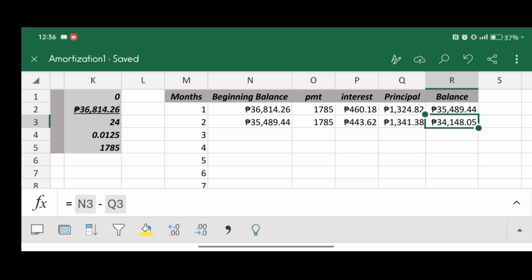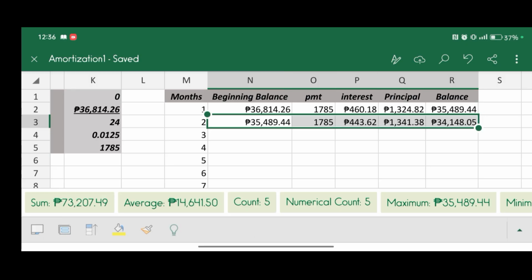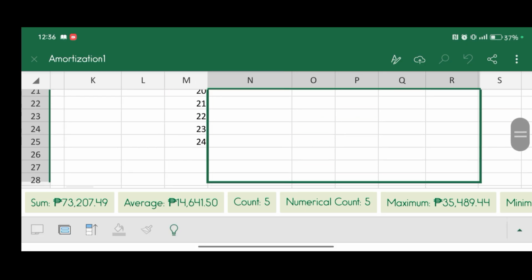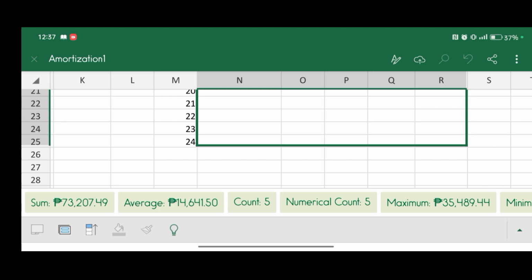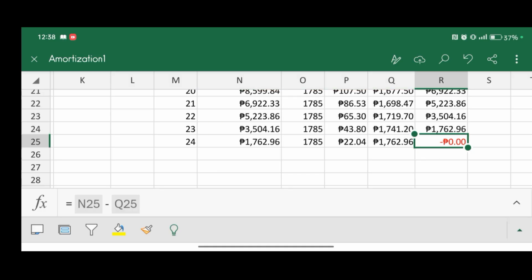Now to keep it going, we can simply drag this border to fill it up until the last payment and it will be automatically calculated. So select the second payment, then tap fill, then drag the border until the very last payment. Then there you have it. As you can see, the last remaining balance is 0. That means that after 24 monthly payments, you have successfully settled your balance.